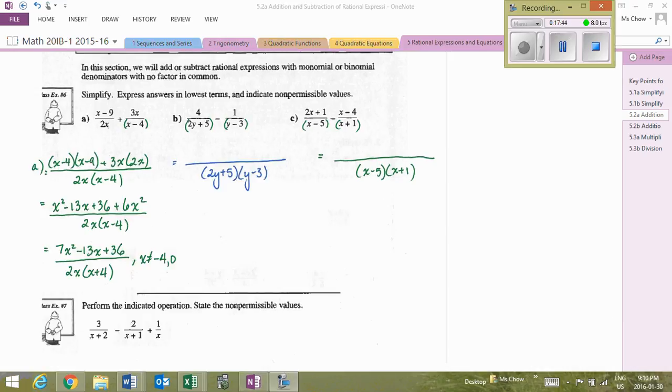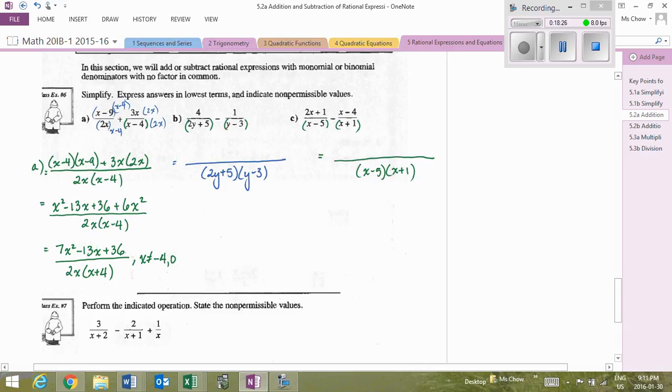Okay, so let's take a look at A. So how did I end up with this numerator? If my common denominator is 2x times x minus 4, I needed to multiply both the top and the bottom here by x minus 4 and x minus 4. And so that's why it's x minus 9 times x minus 4. On the second term, then, we've got 3x over x minus 4, which means I needed to multiply top and bottom by 2x. And so that's why we have 3x times 2x. So multiply that out, that's expanding, so x squared minus 13x plus 36, and plus 6x squared.